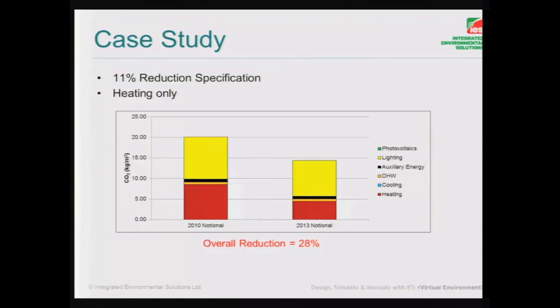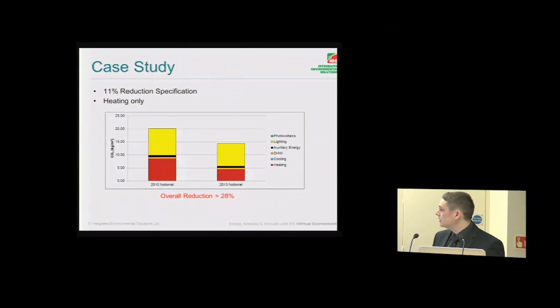Okay, so I've done 4 models, 4 case studies in total, both for the 11% reduction specification and the 20% reduction specification, for both heating-only and air-conditioned models. So those are the 4 permutations that we've looked at. The chart here indicates the CO2 emissions in kilograms per metre squared for a 2010 notional building versus a 2013 notional building.